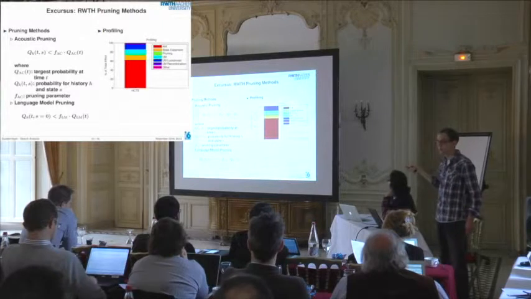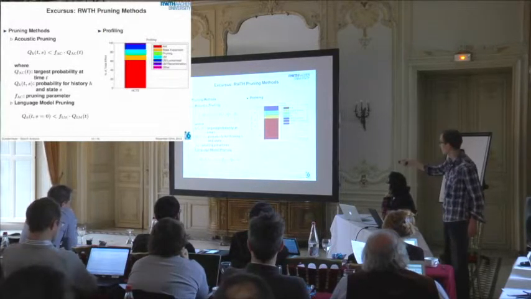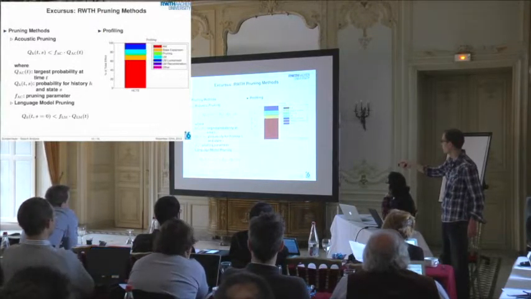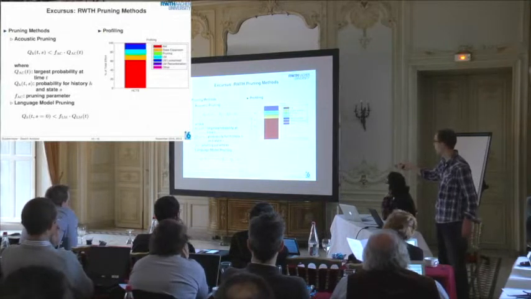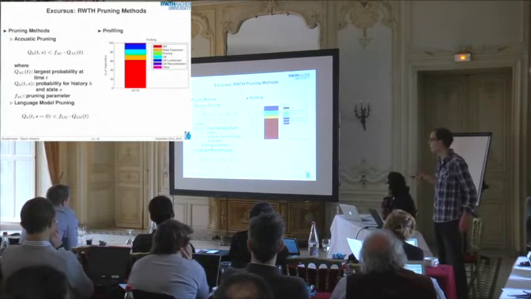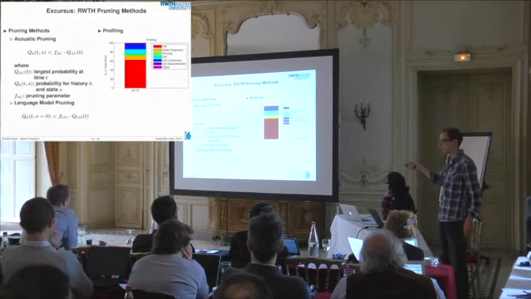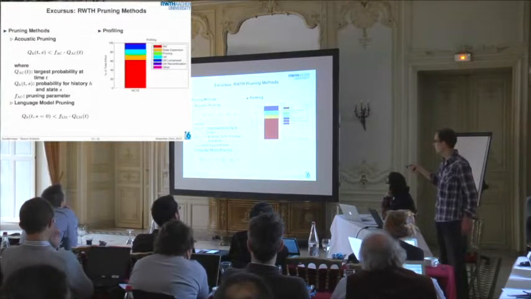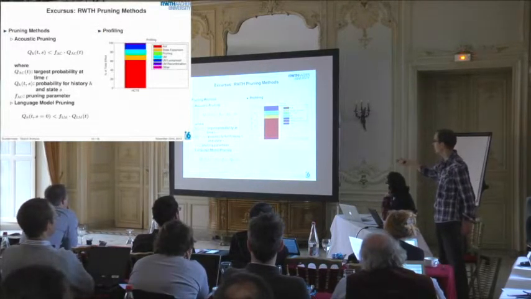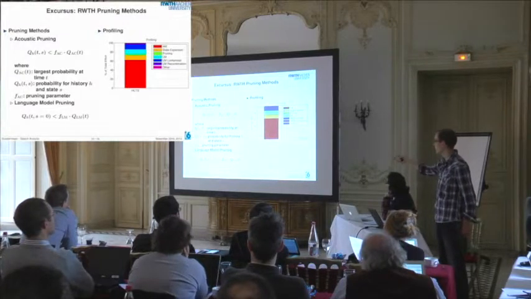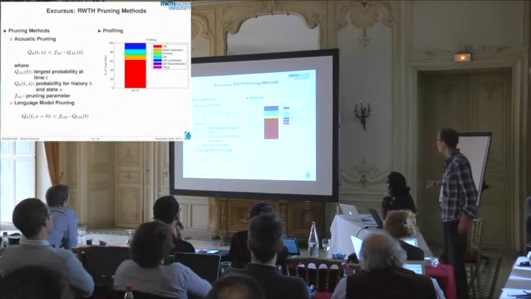And we say that we discard any hypothesis whose score, which is denoted by this Q, H, these are the history words, and S is the hidden Markov model state. So we will prune any state which has a score probability which is lower than the best one times this factor, which is usually less than one.